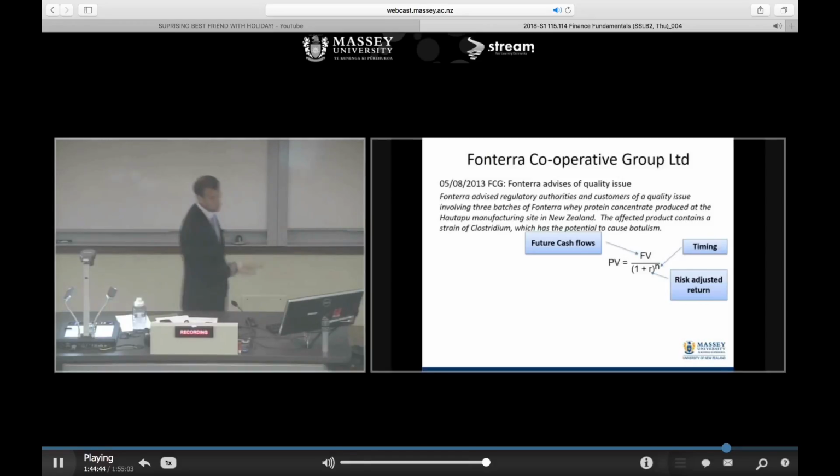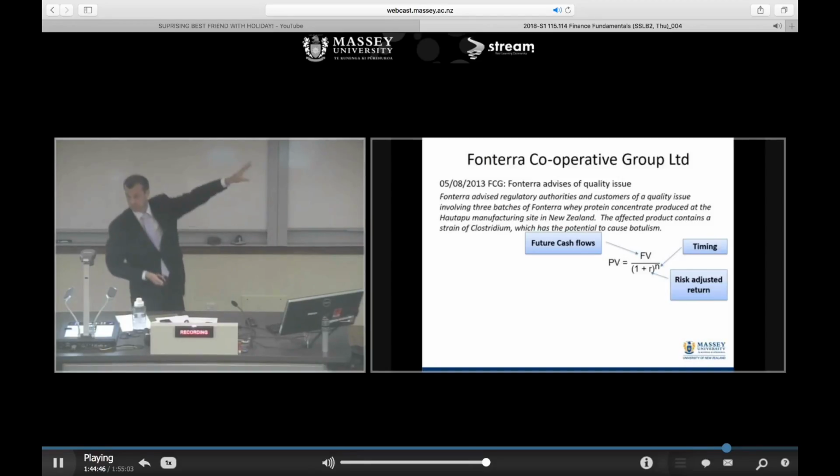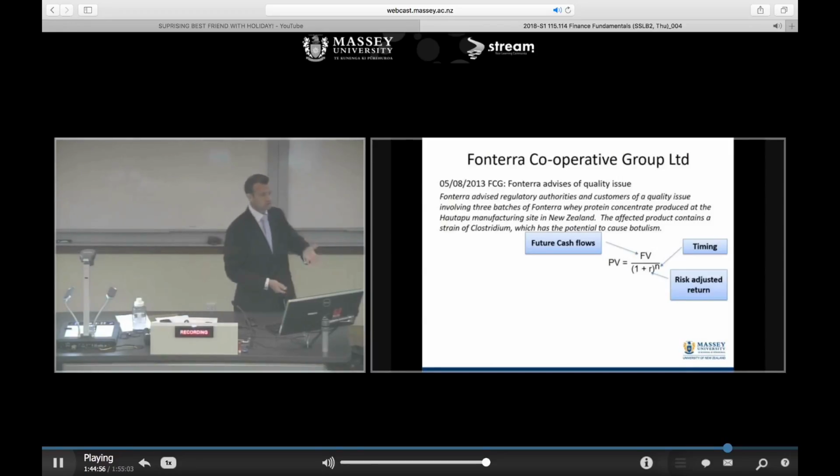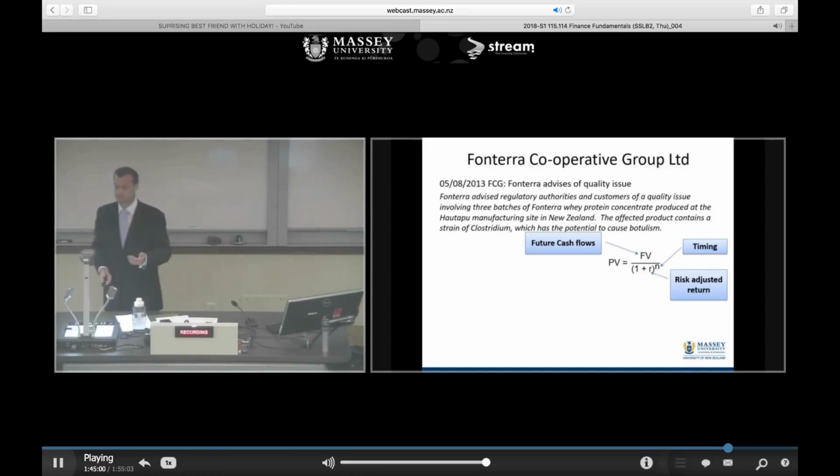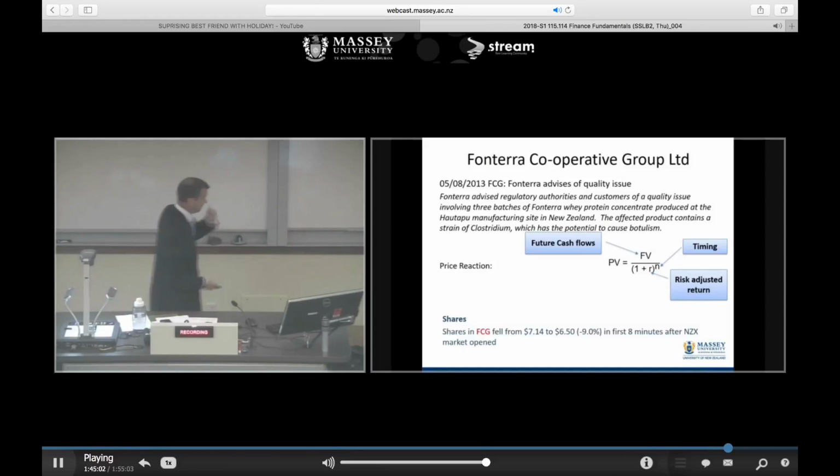And the risk, we didn't know how big a problem this was. Was it systemic right throughout the company? Was it just one particular factory? We didn't know. So, not good news. What do you think happened to the share price on Monday? Fell by 9% in the first 8 minutes of trading.